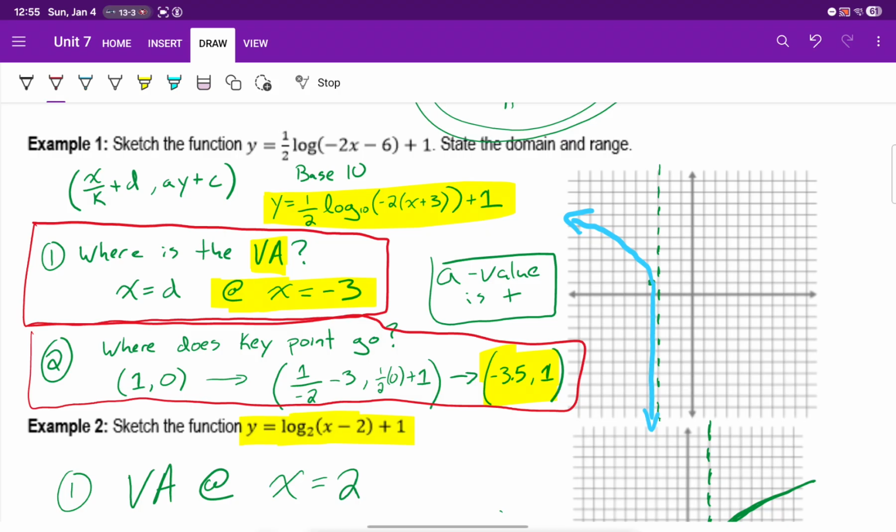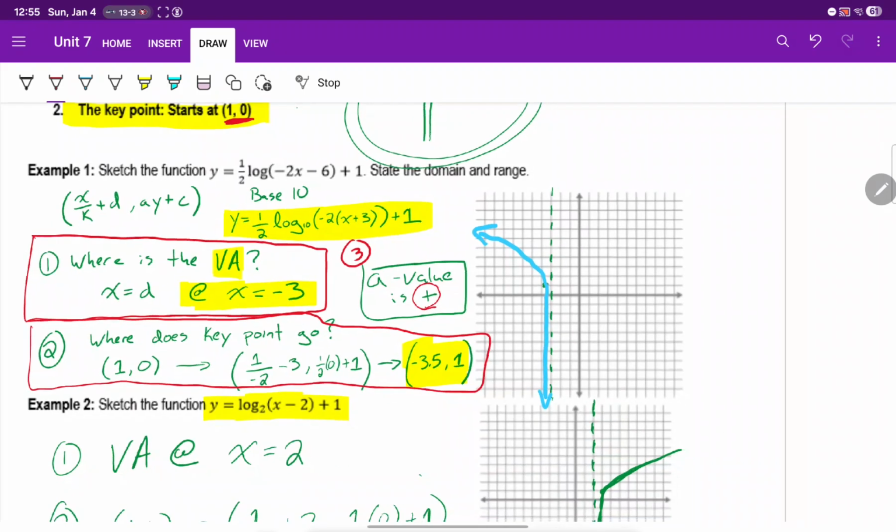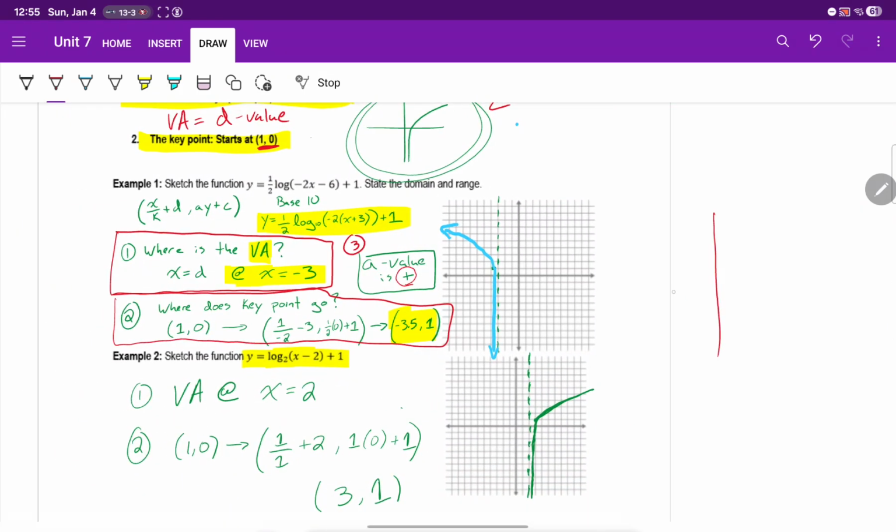And then the third thing you want to know is, is your a value positive or negative? In this one, my a value is positive. So typically, and I'll just do a little sketch over here, if my a value is positive, my graph looks like this, right? So that's a equals positive.